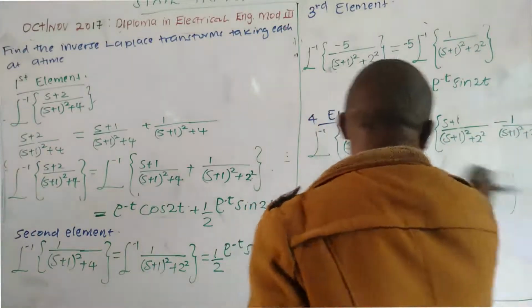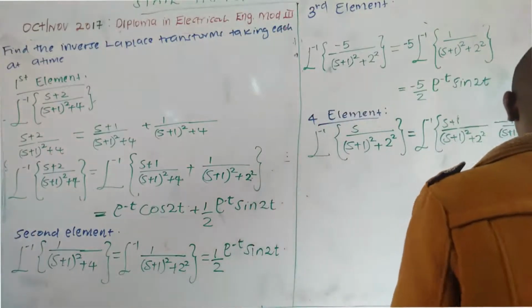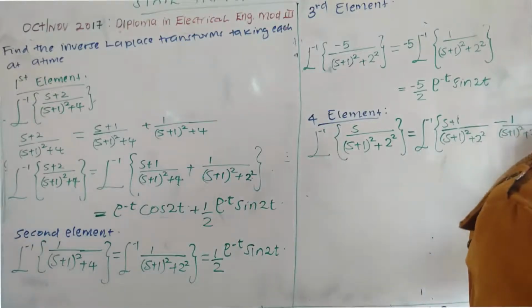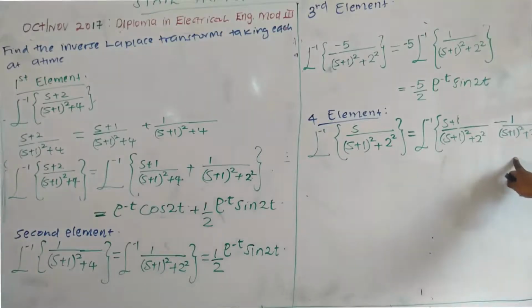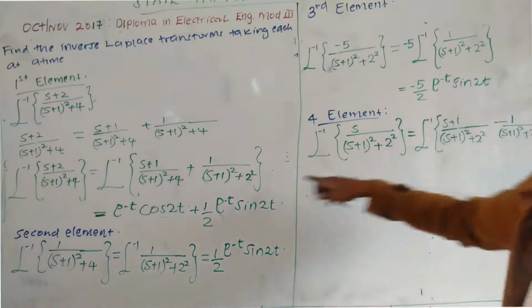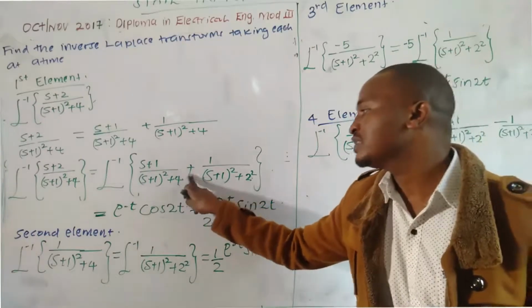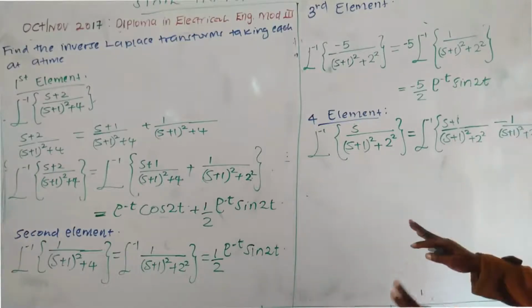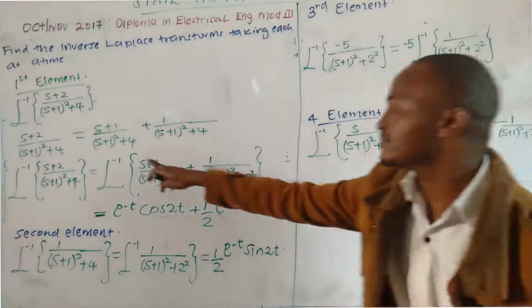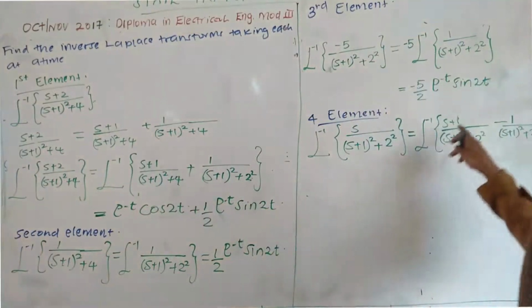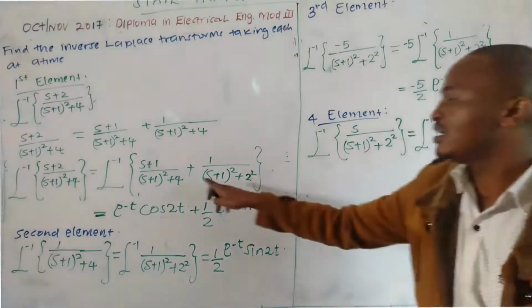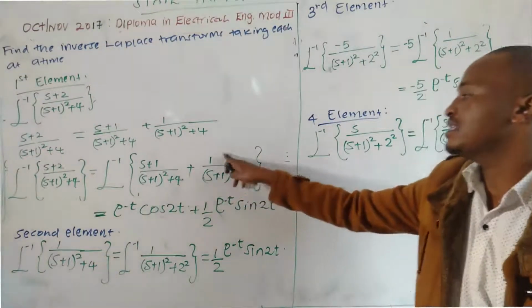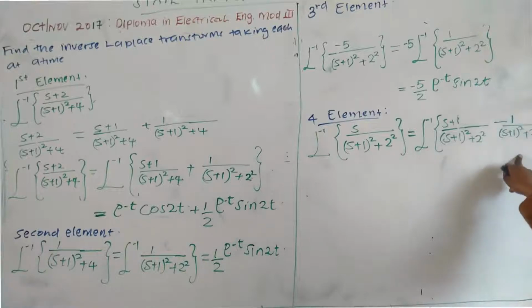Let me remove this one. I don't know whether this is visible on the camera, I hope it will be. Here, this is exactly like this one, only that here you have a positive and here you have a negative. Therefore, the result will be 100% the same. It is s plus 1 over this, minus or plus this over this. Exactly the same.